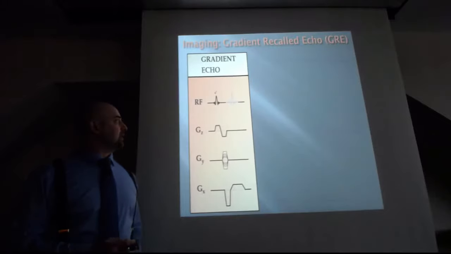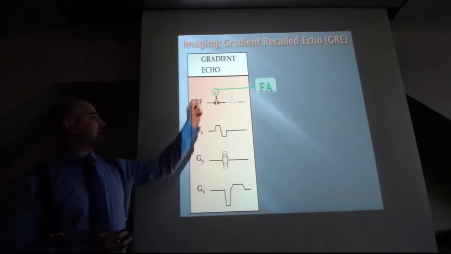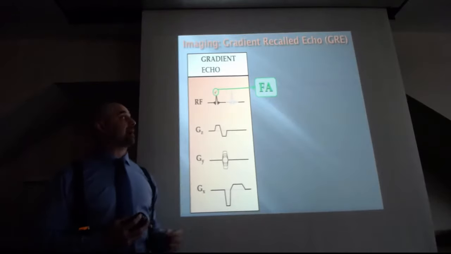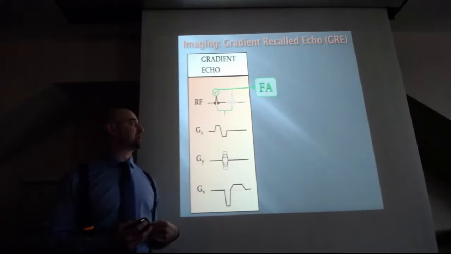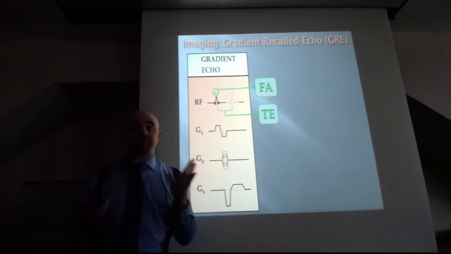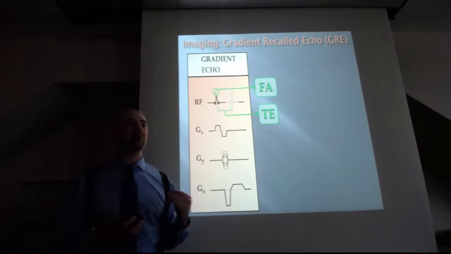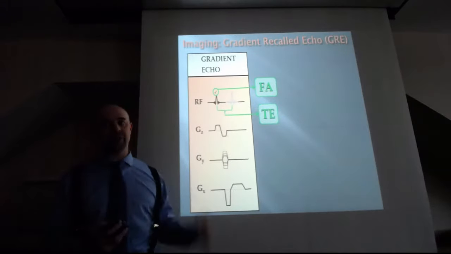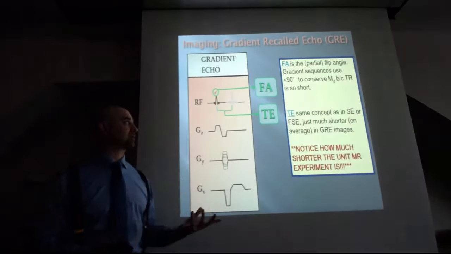All right. So gradient echo, now let's talk about the different terms that we have to think about with gradient echo. Here's the flip angle alpha, so it's going to be less than 90. We'll talk about that a little bit more. The TE is defined the same way, as the distance between the RF pulse and the center of the echo that you collect. Of course, in this case, the TE is going to be much smaller.